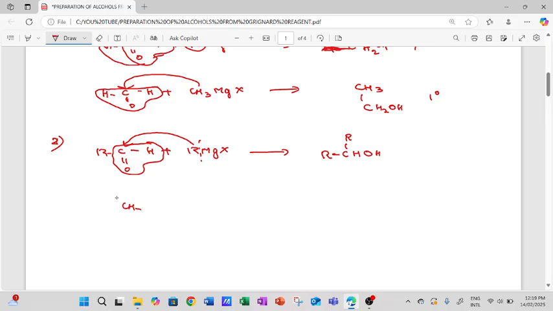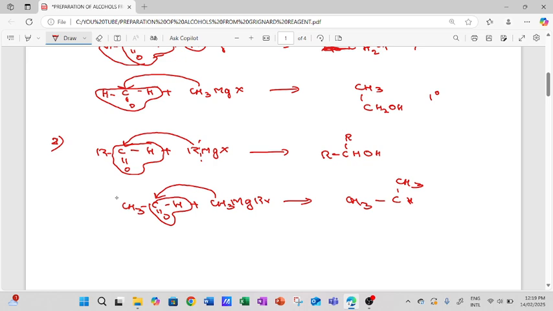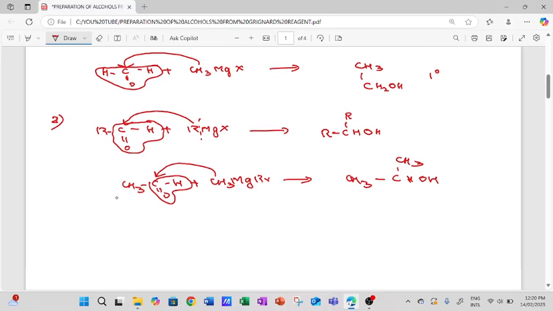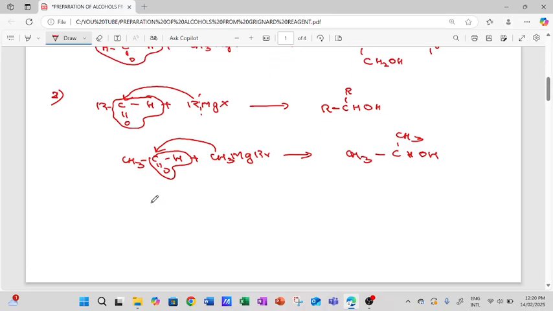Say for example CH3 C double bond O H plus CH3Br. It is so simple: we take this carbonyl carbon with this alkyl group, so CH3 CH3, and the aldehyde part changes into CHOH. This is how we can write the secondary alcohol preparation from Grignard reagent by adding it to an aldehyde other than formaldehyde.